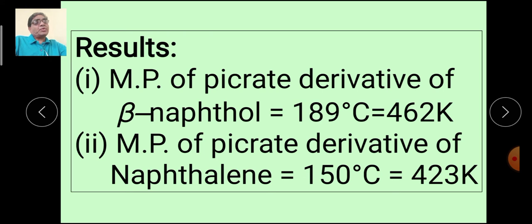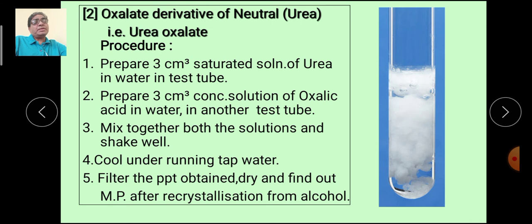We are proceeding to the next derivative, the oxalate derivative of a neutral compound, urea. The derivative is known as urea oxalate. What is the procedure? First, prepare a 3 cc saturated solution of urea in water in a test tube. Therefore, take 3 ml water, add urea, and prepare a saturated solution of urea in water.